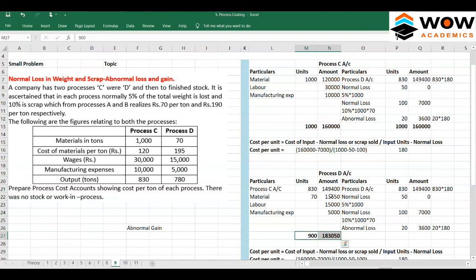Okay, so we can copy, we can paste here. All these numbers have to be again redone. From this process, it is the end, it becomes a finished product. So we can put it as finished units. So totally how much is the output? 780 tons is the output. The value we don't know.